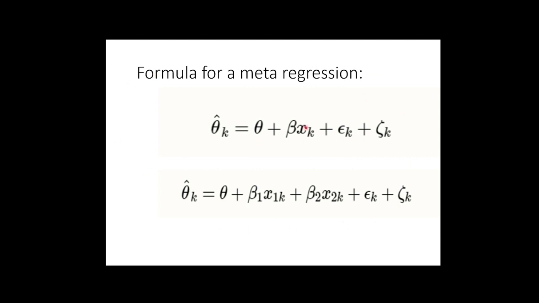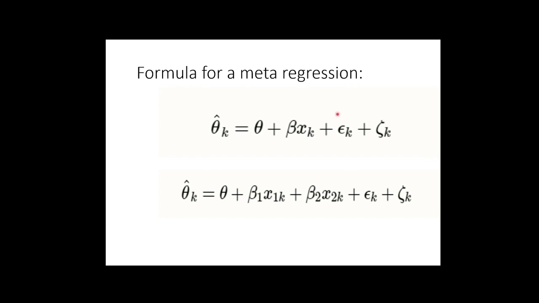If you guys remember when we gave you the fixed effects and the random effects model, the fixed effects only contain the sampling error part of the equation. So it had theta plus the sampling error, while the random effects model had that observed theta or observed effect size equal to true effect size plus sampling error plus between study heterogeneity. Okay, so a meta-regression is a mixed effect model.